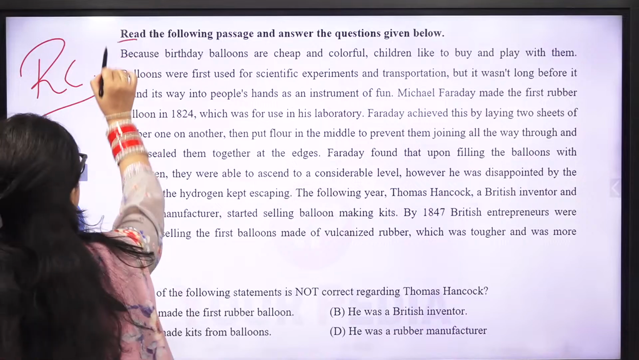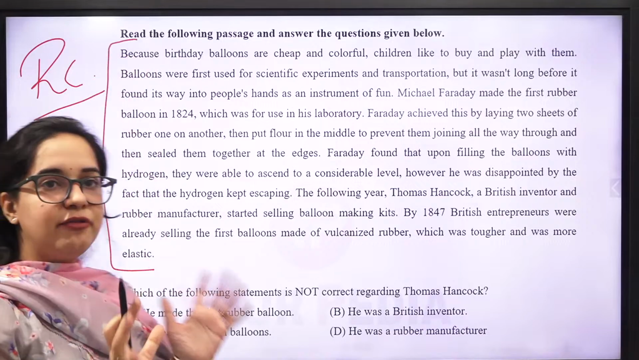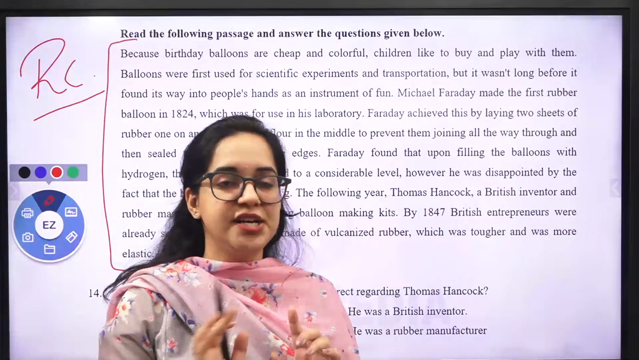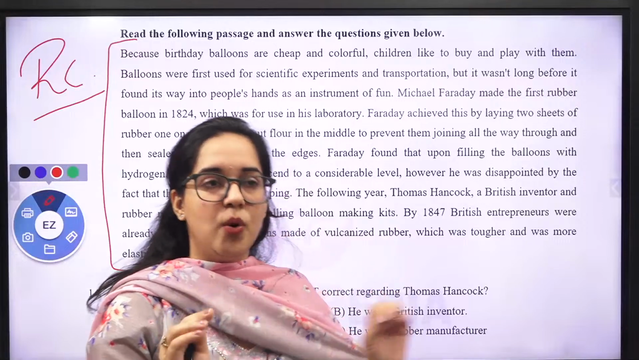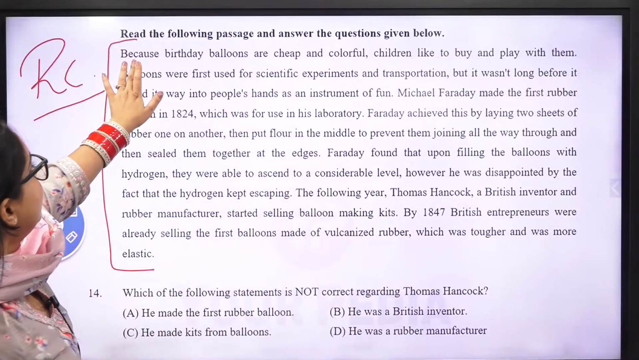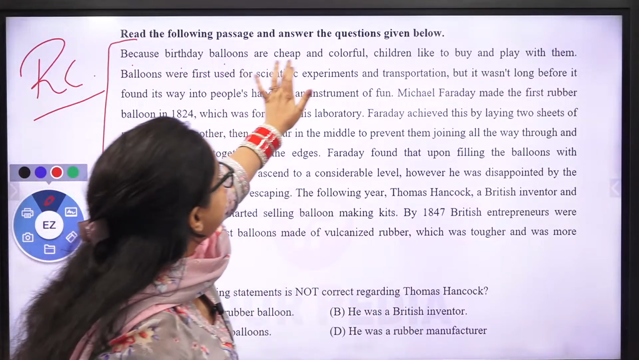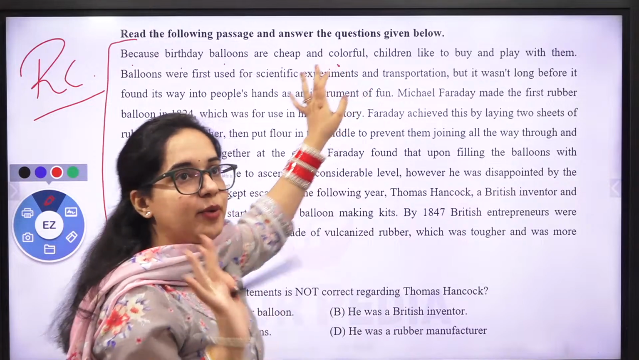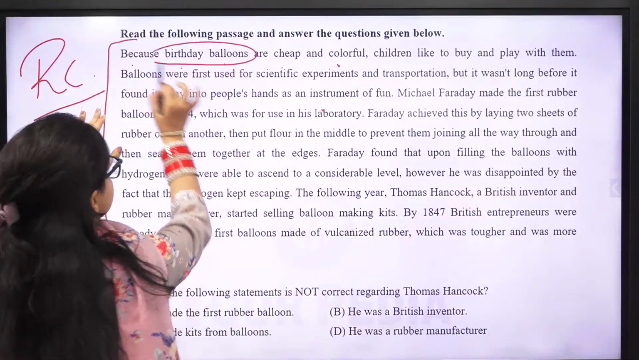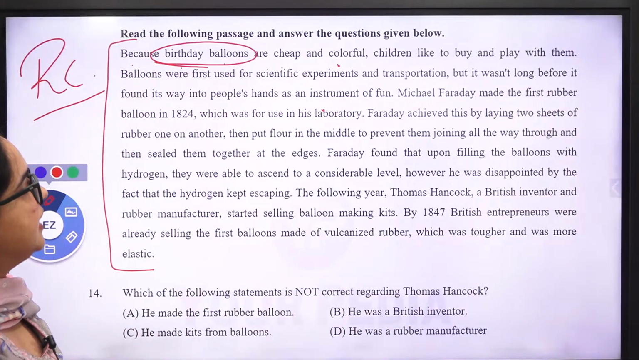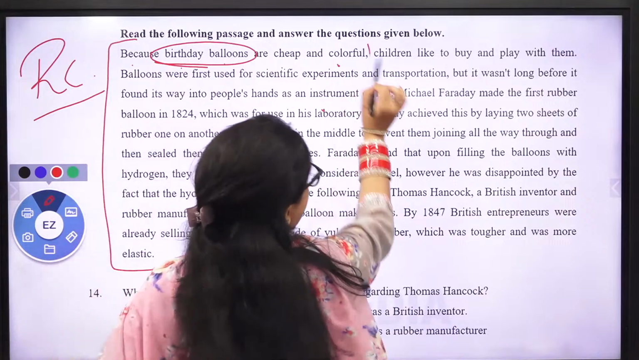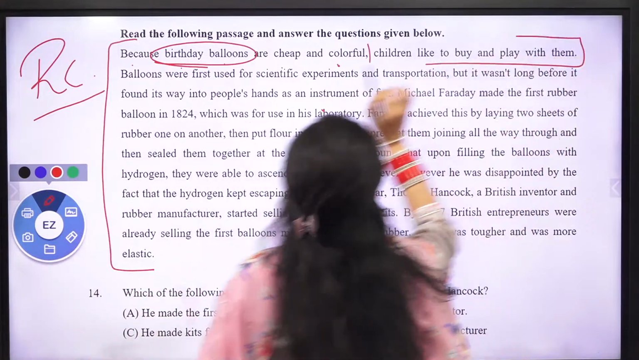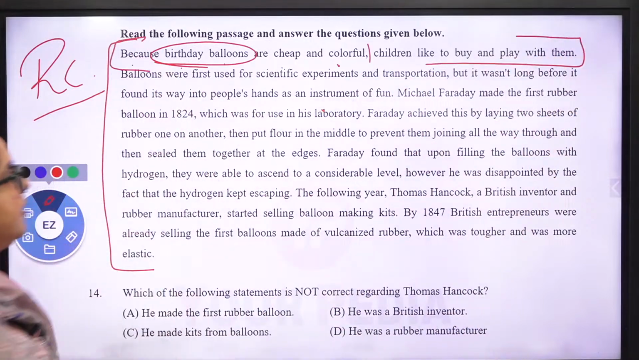Now, whenever there is an RC, what you have to do is just get a generic idea. You will see it out. We'll be doing it in 1 minute. What are the questions? Let's read it out. Because birthday balloons are cheap and colorful. The very first thing we are talking about is birthday balloons. Circle it out. Children like to play and buy with them. So it is about birthday balloons, and children like to play with them.